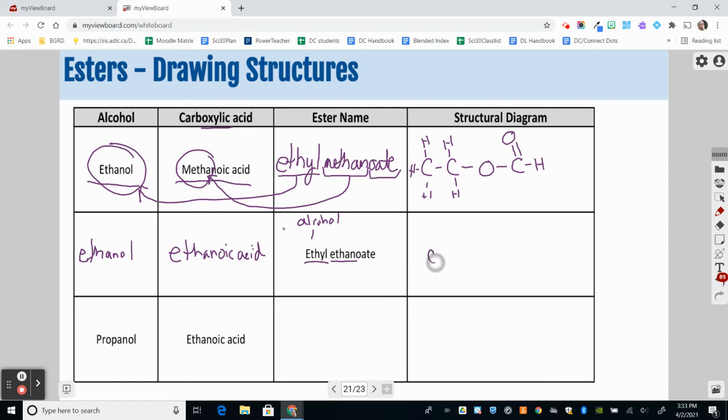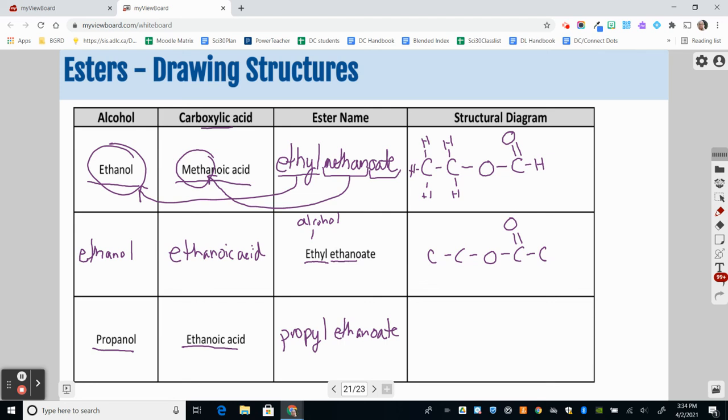Eth is 2 carbons, so we've got 2 carbons, and then our ester group. And the other side of our ester group has a 2 carbon chain as well. There you go. And then just fill in your hydrogens. And all right, now we've got a new alcohol. We've got propanol. And remember, we always start our ester with the alcohol's name. So we're going to have propyl, and then ethanoic acid is the second part of the name, comes from the carboxylic acid. So propyl ethanoate.